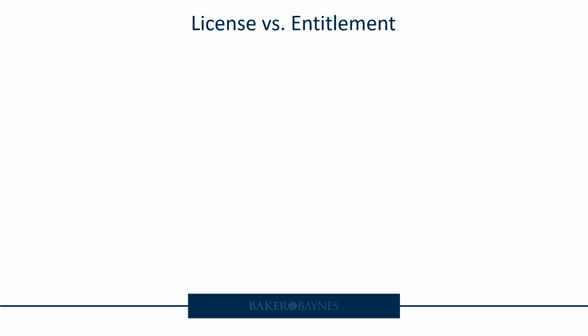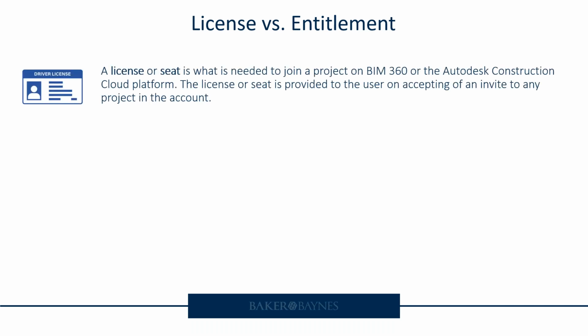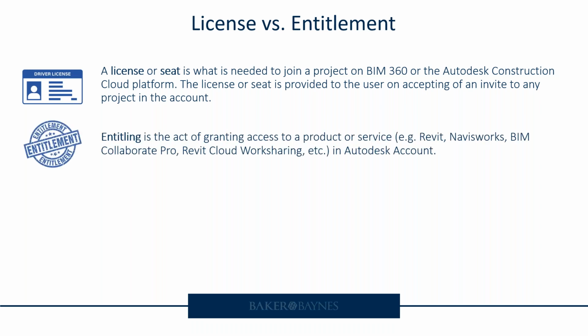Now, whilst I'm talking about inviting and adding and licenses and all of that, a couple of things I just want to clarify. I think this is also important as you read some of the things on the Autodesk website to understand the difference between when we talk about a license and an entitlement, and then for that matter, a subscription. So a license or a seat is what is needed to join a project, either on BIM 360 or on Autodesk Construction Cloud, and the license or the seat is provided once the user accepts an invite. So once you accept an invite, you get a license or you get assigned a license.